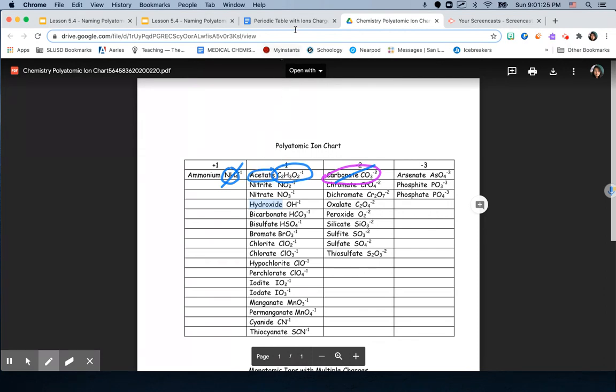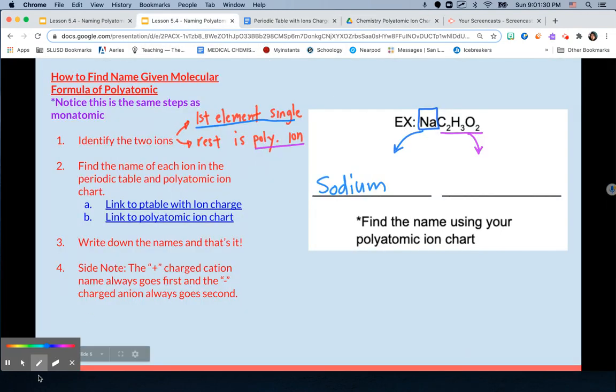So then I'm going to add that onto here. Sodium acetate. Right, so this is how I name polyatomic ions. Very straightforward. I don't need to change the ending if it's a polyatomic ion. Everything stays the same. So I just find the name of this, find the name of this, and then I'm done.